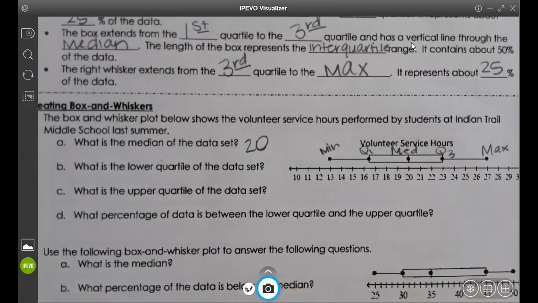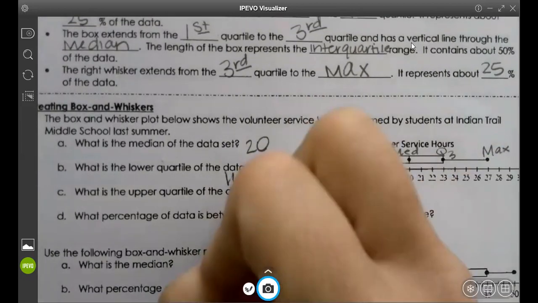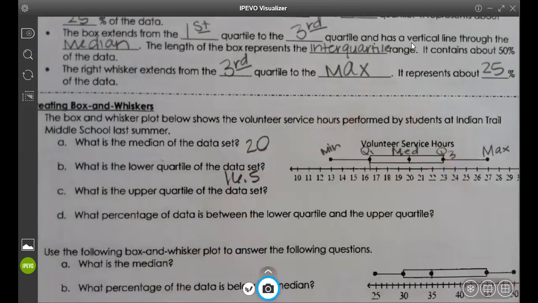What is the lower quartile of the data set? What's the little quartile? It didn't ask for the minimum, it asked for the lower quartile. 16 and a half, how do we get 16 and a half? It's right between 16 and 17. What's the upper quartile? 23.